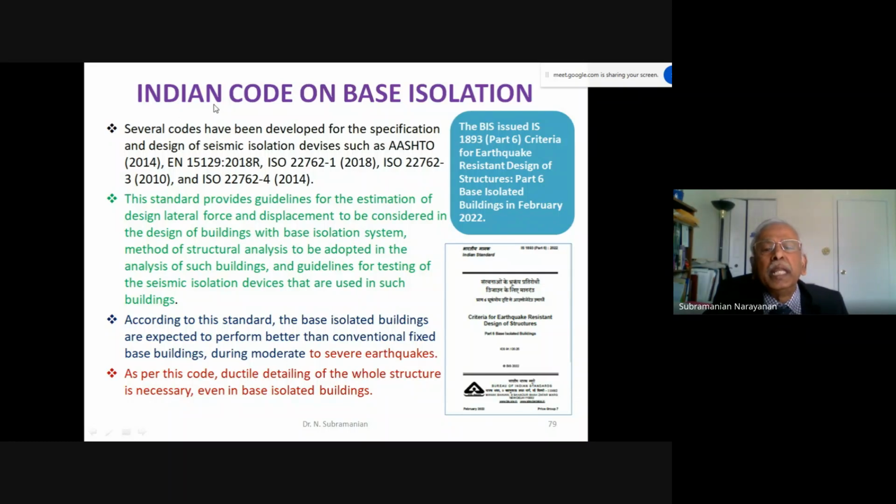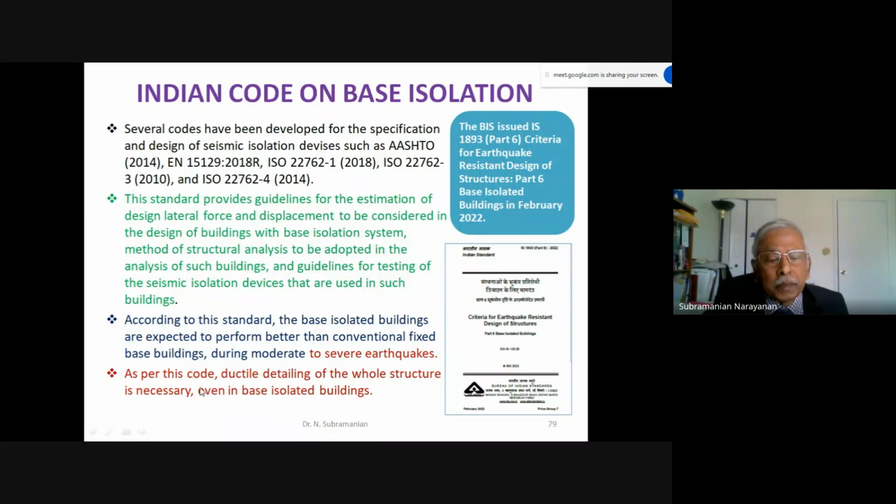It is interesting to note that BIS has released an Indian code on base isolation. There are also several other codes, which I have listed here. This is IS 1893 Part 6, released in 2022. It provides guidelines for the estimation of design lateral force and displacement to be considered in the design of buildings with a base isolation system. According to the standard, base isolated buildings are expected to perform better than conventional fixed base buildings during moderate to severe earthquakes.